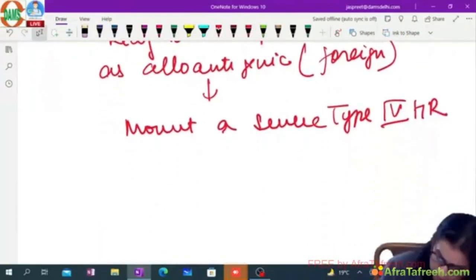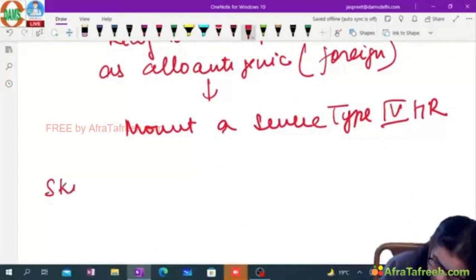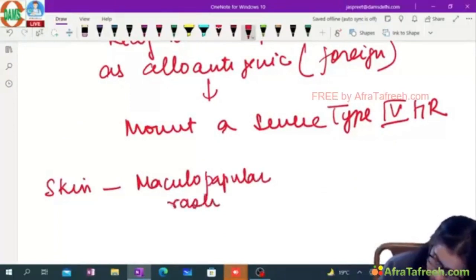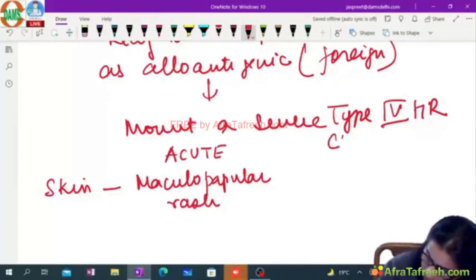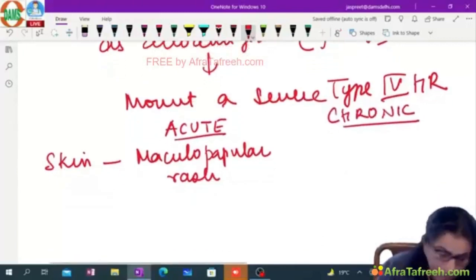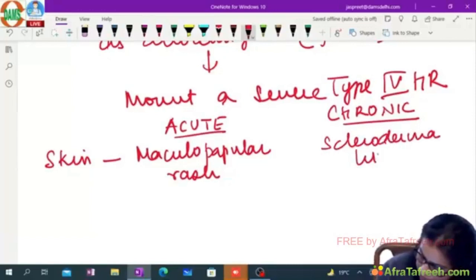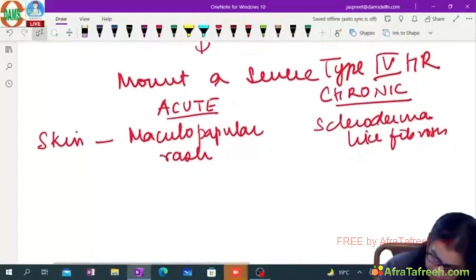So now what do you see? Number one, in the skin, the recipient develops a maculopapular rash. GVHD is divided into acute and chronic. In acute, you see a maculopapular rash. And when this rash heals, there can be scleroderma-like fibrosis in the skin.